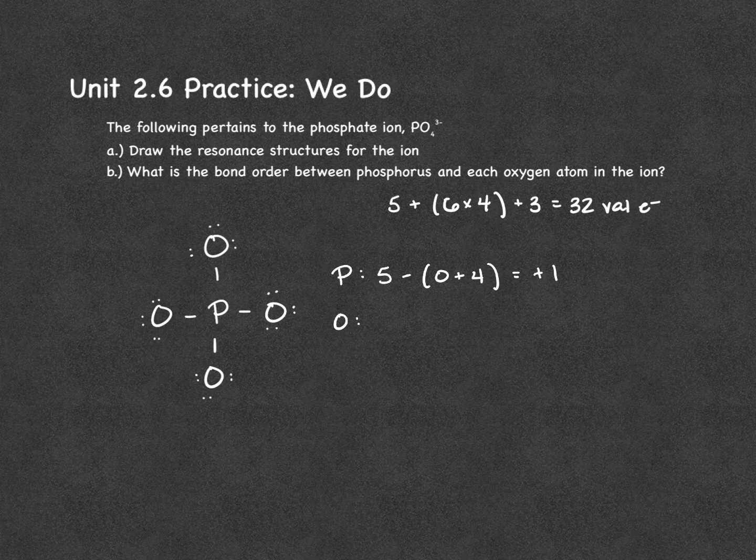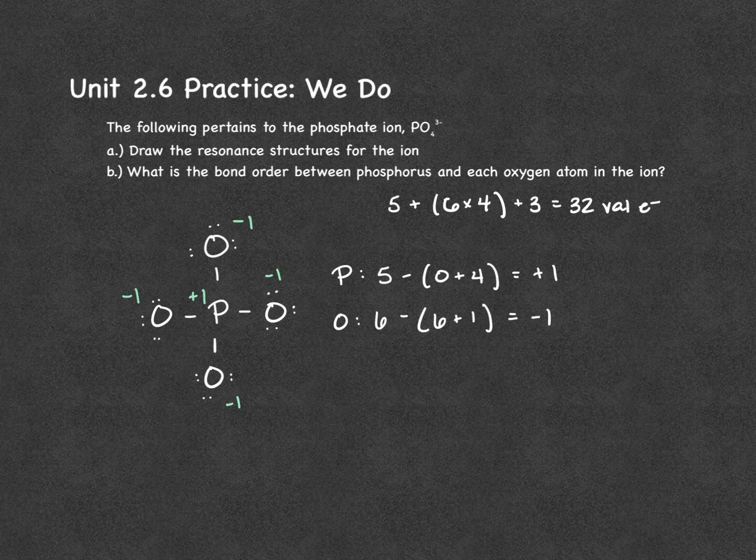And for our oxygen, our valence electrons are 6. So 6 valence electrons minus our assigned electrons. So assigned electrons, our oxygen has 1, 2, 3, 4, 5, 6 lone electrons plus 1 bond. So 6 minus 7 equals -1. So let's put these formal charges onto my atoms and see what we have. So my oxygens all have a -1 and my phosphorus has the +1.